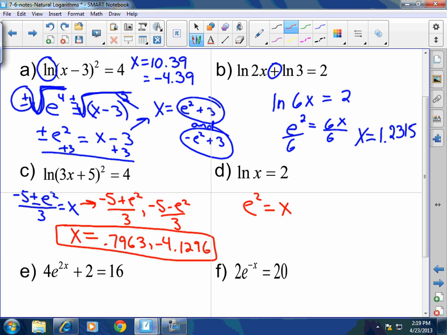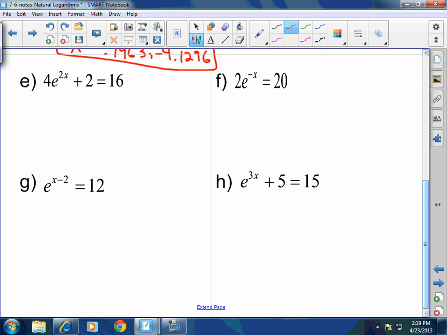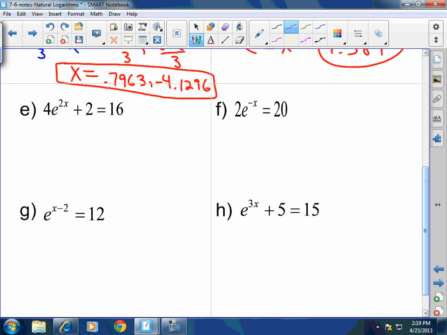Okay. All right, so yes, e squared will equal, x equals 7.389. Okay, perfect. All right, so that's what happens when we have the ln. We just remember that it has a base of e. When we have the e already, in my opinion, I think it's a little bit easier.